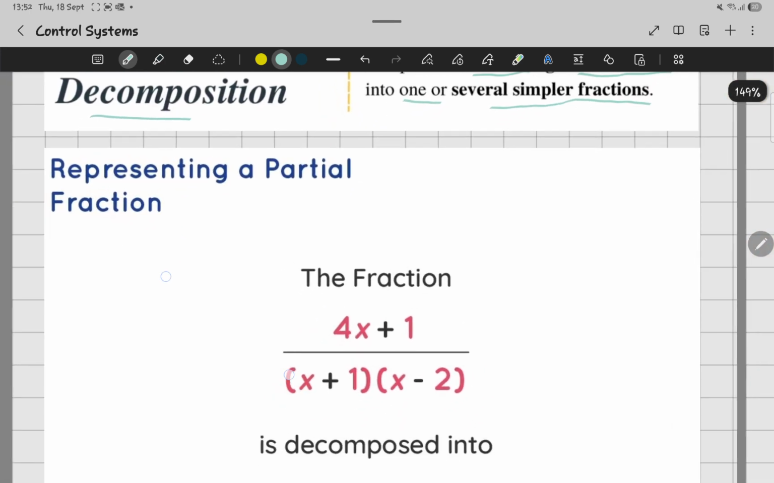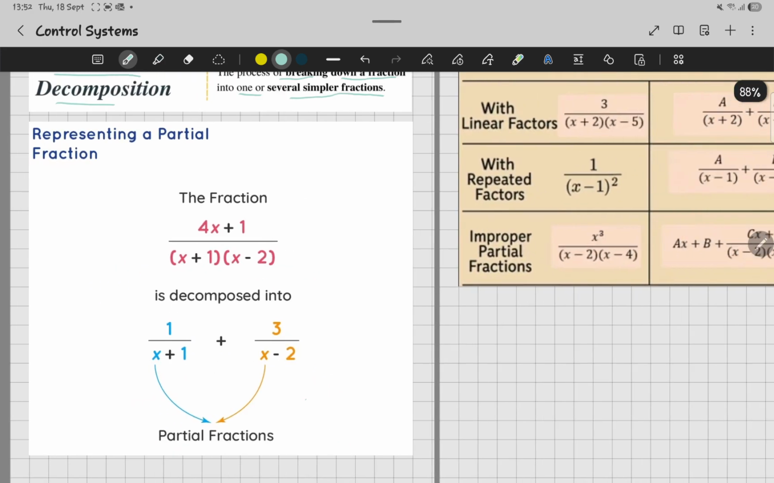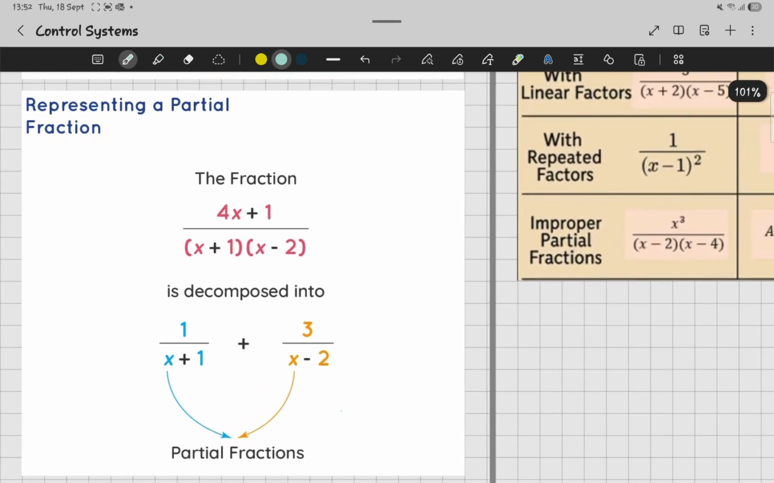And this is the representation of a partial fraction. Initially we have this fraction, and then we can break it down into this form. If you want to verify, if you add those two, you'll get back to the initial fraction, just for verification purposes.